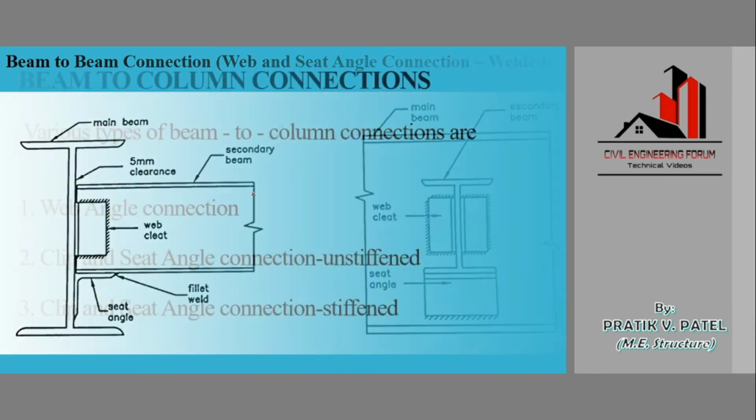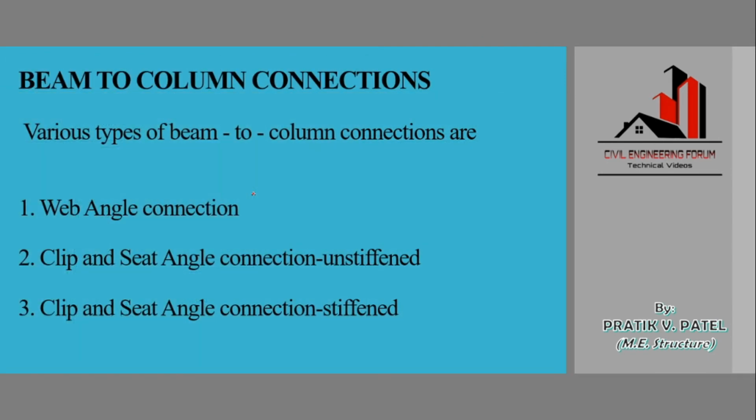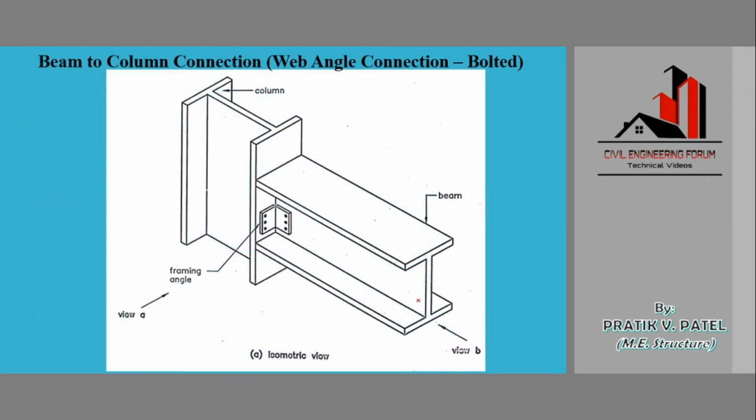Then moving further, now we'll be talking about beam to column connections. The various types of beam to column connections are web angle connection, clip and seat angle connection, that is unstiffened, and again clip and seat angle connection, but this time stiffened. So at first we'll be talking about web angle connection, bolted, for beam to column.